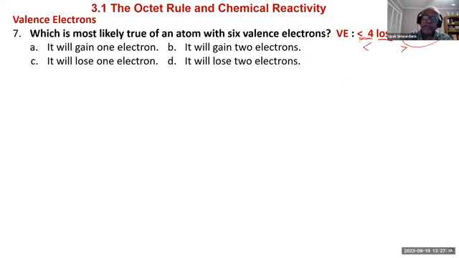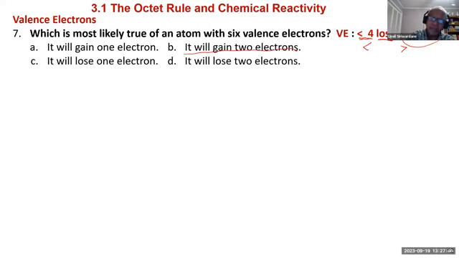If the valence electron number is less than 4, they become cations. If greater, this is 6. 6 is greater. They will gain. How many electrons will they gain? 2. Therefore, it will gain 2 electrons. That's the correct answer.